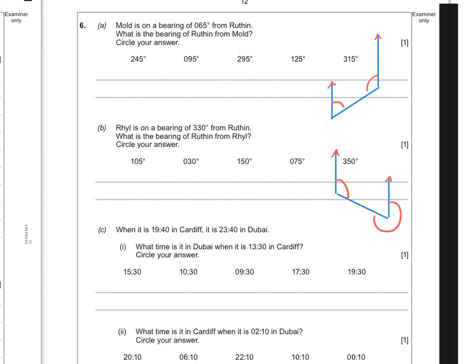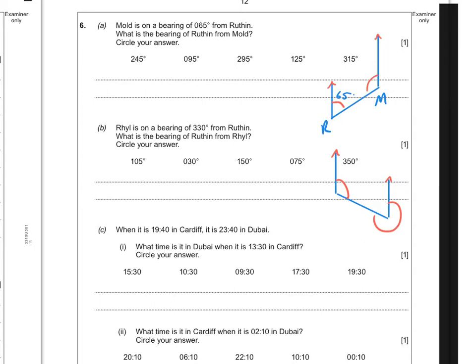For question 6, Mould is on a bearing of 65 degrees from Root-in. What is the bearing of Root-in from Mould? Circle your answer. So I've tried to help you visualize this using a little sketch. So if this is Mould and this is Root-in, Mould is on a bearing of 65 degrees from Root-in. What is the bearing of Root-in from Mould?